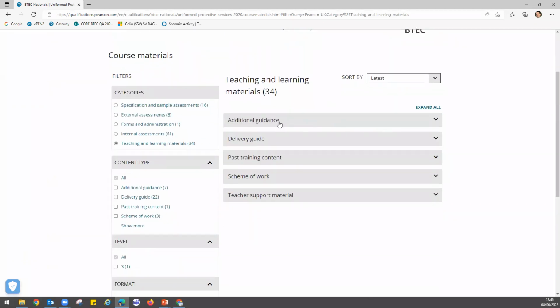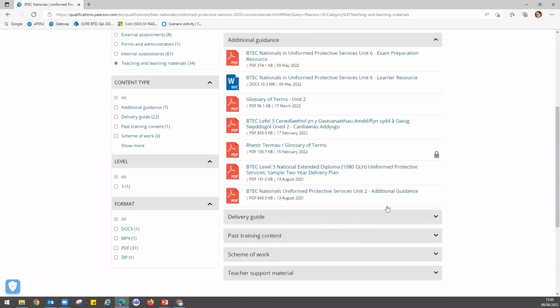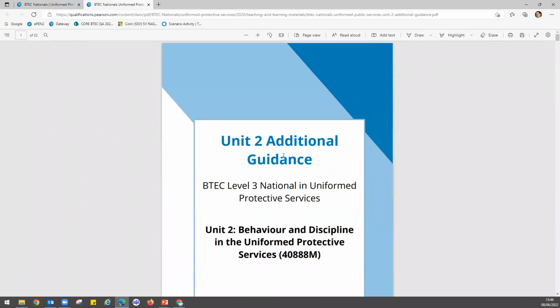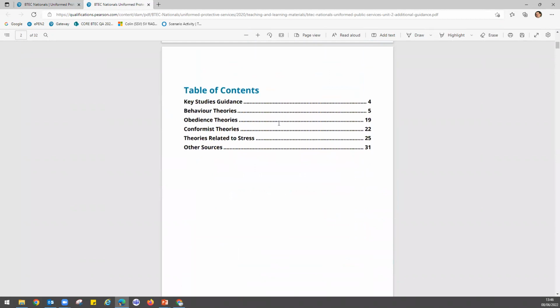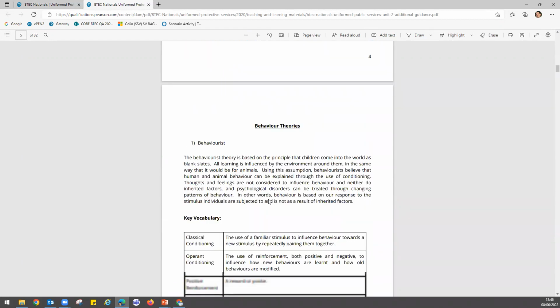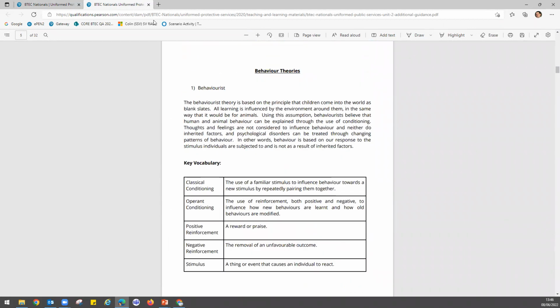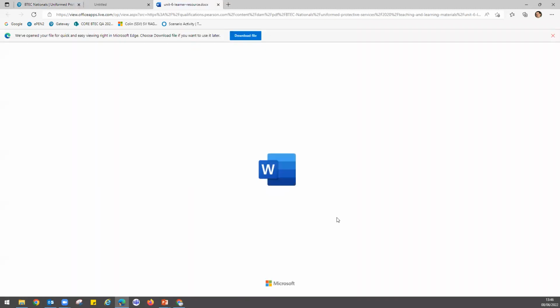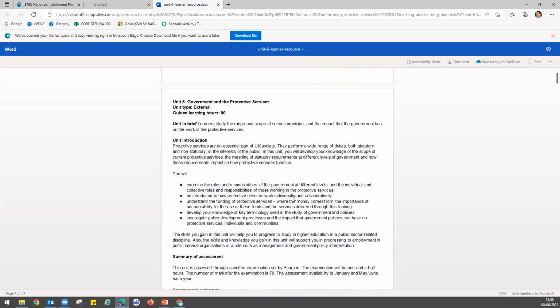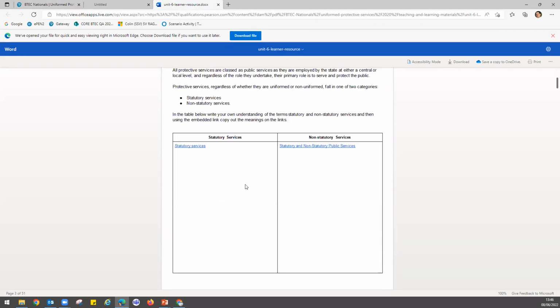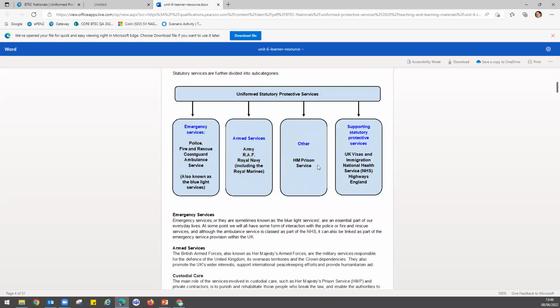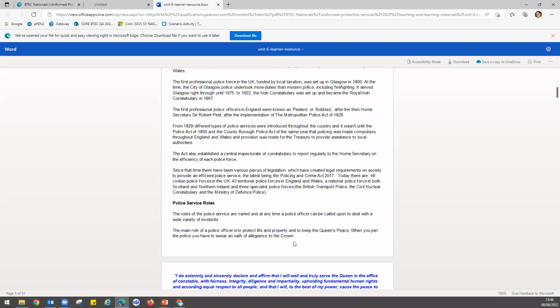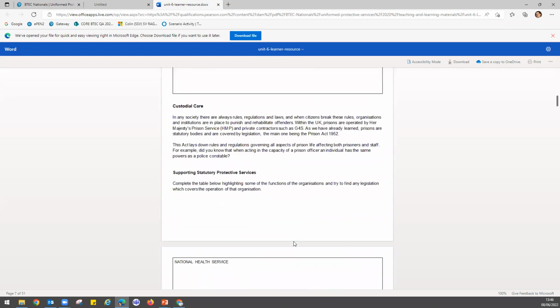Under teaching and learning materials, we have on here additional guidance for Unit 2. So this takes you through for Unit 2 all of the key studies, the obedience theories, conformity theories, and lots of information there that will support the delivery of the spec. Likewise, for Unit 6, we have a similar thing, which is a learning resource that takes you through, that's got activities, it's got links, lots of information for you that you can use to work with your learners to prepare them for Unit 6.